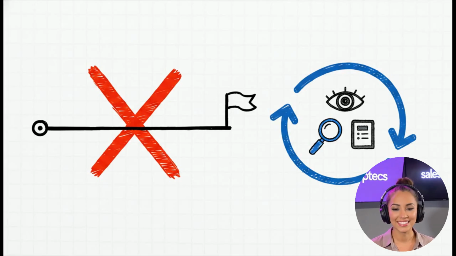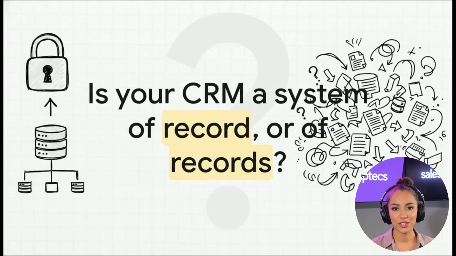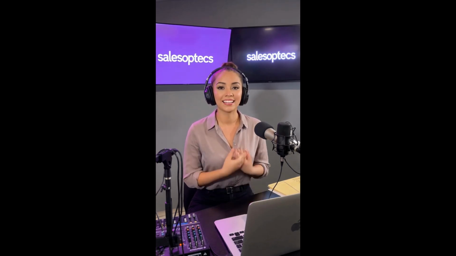So after all this, the question you really need to ask yourself and your team is this. Is your CRM a trusted system of record, or has it slowly turned into a messy, unreliable system of records? Plural. Because taming that chaos is what truly transforms your data from being a liability into a genuine strategic asset.